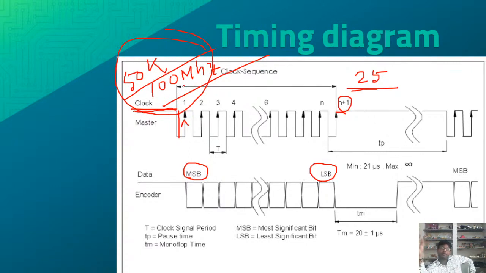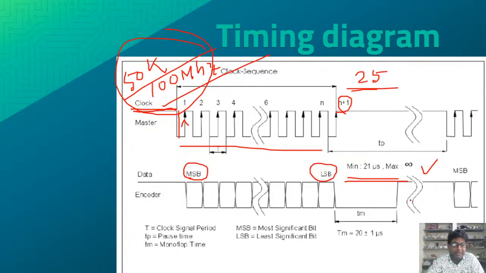So you can select your clock frequency based on your PLC or microcontroller clock, or the speed of measurement you need. So it is to be optimized. You should not keep the clock very high unnecessarily. Once the entire position data is transferred, the LSB is transferred, as I was telling, you have to give a pause. As per the SSI protocol, your minimum pausing time should be 21 microsecond, and maximum you can keep it anything based on the speed of operation you need.